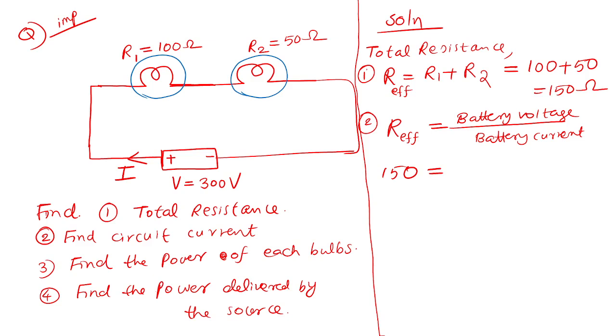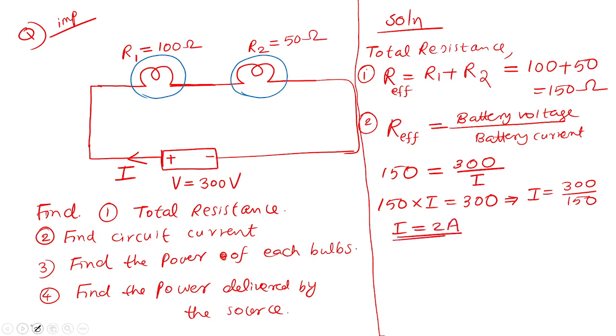The effective resistance I got is 150. Battery voltage I know, 300 volt. But I don't know the battery current. Let it be I. The second question is the battery current. How much current is starting from the battery? Do the cross multiplication like this. 150 I equal to 300. I equal to 300 by 150, or I equal to 2 ampere. The battery current I got. The battery current is 2 ampere.